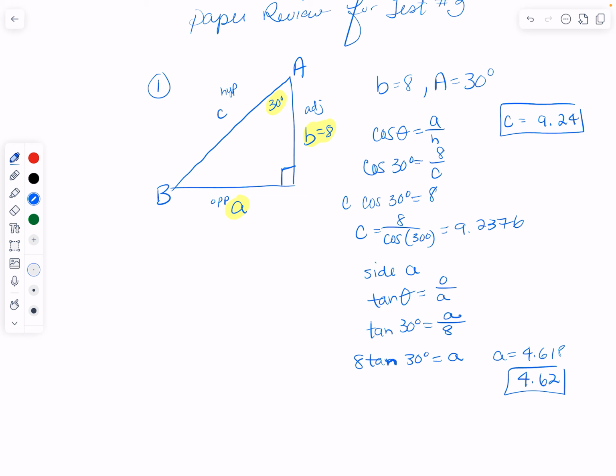Okay, since we have a right triangle, we know that the interior angles of any triangle add up to 180 degrees. And I know since one angle is 90 degrees, that B plus A have to equal 90. So if A is 30 degrees, then B has to be 60 for that to equal 90 degrees. And I do 90 minus 30, which equals 60 degrees. So now I have angle B, and side C, excuse me, side C. So A, B, and C, all the sides are found, and angle B is also found. So that was number 1.